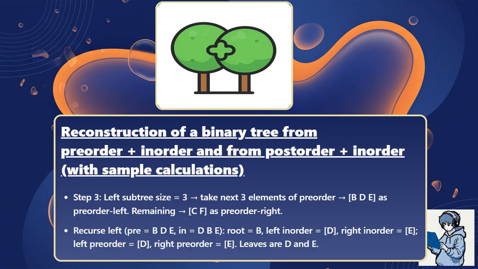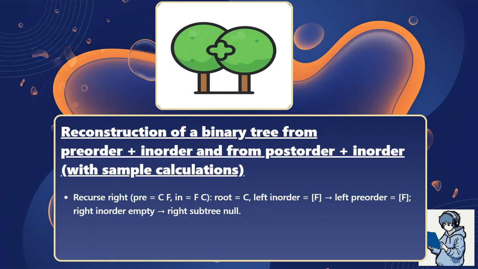remaining C F as preorder right. Recurse left: preorder B D E, inorder D B E, root equals B, left inorder D, right inorder E, left preorder D, right preorder E; leaves are D and E. Recurse right: preorder C F, inorder F C, root equals C, left inorder F, left preorder F, right inorder empty, right subtree null. The resulting tree matches the original.